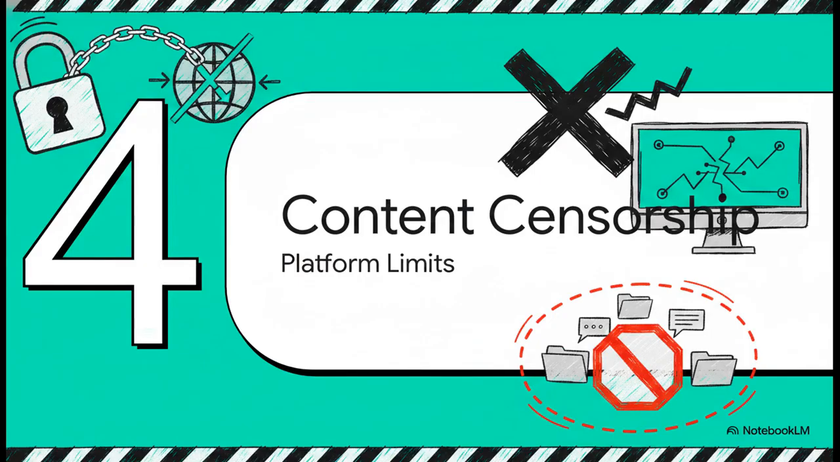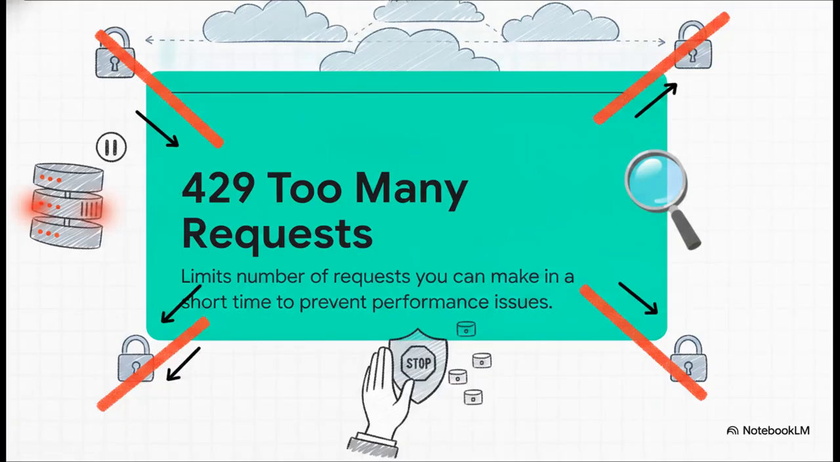Section 4. Platform Limits and Content Censorship. Now, let's zoom out a bit. What happens when platforms go beyond just masking links and start blocking access entirely? You've probably run into a 429 too many requests error at some point, right? It happens when a user sends too many requests in a short time, which triggers these platform-enforced limits to stop performance issues. This is the literal manifestation of system-controlled access limits. You are no longer in control of the flow of information. The platform's infrastructure is stepping in and saying no.